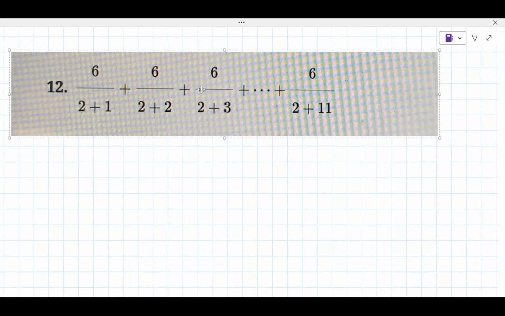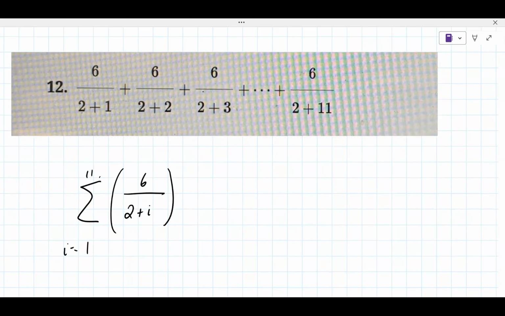So sigma 6 over 2 plus i. And then it stops at 11 and starts at 1. Yeah, so i equals 1 to 11, 6 over 2 plus i, like that. You can put parentheses around it or not. That's really good.